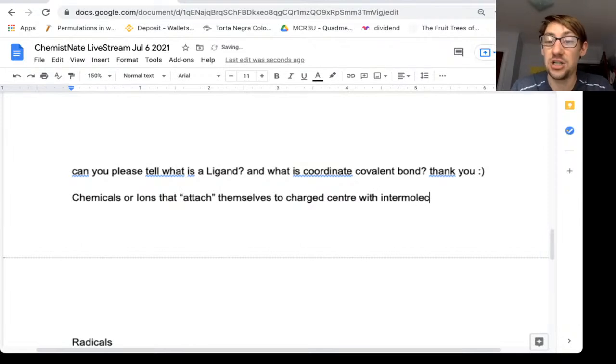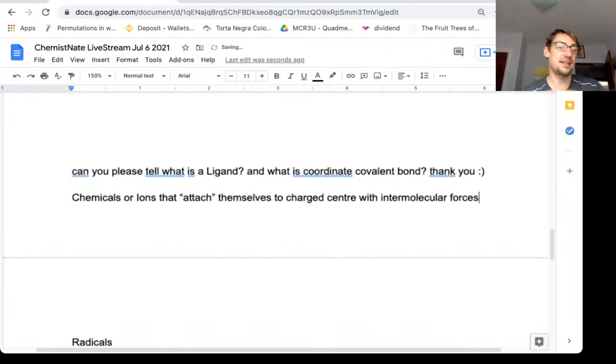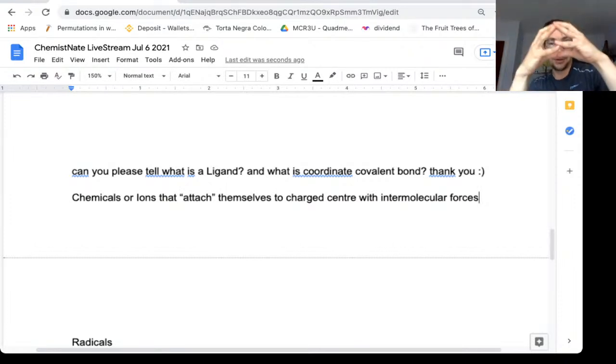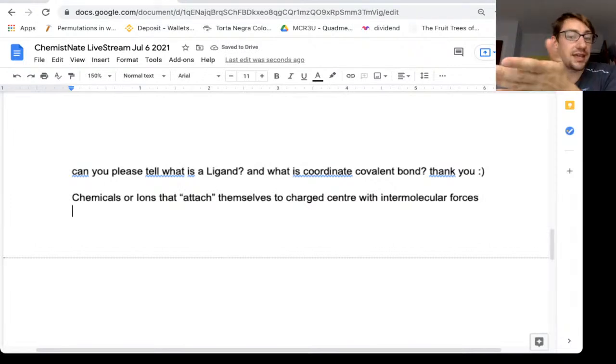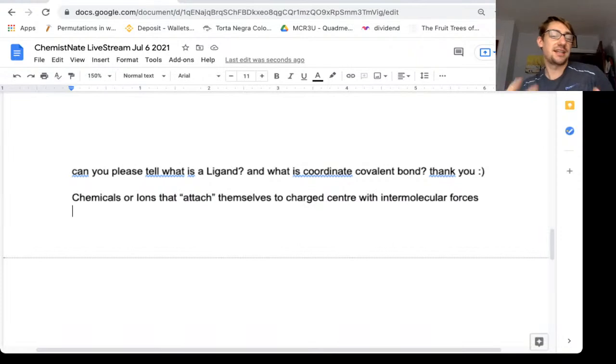I say intermolecular because it's not a permanent bond. Sure, they can move around the water or whatever they're in as a unit, but they're pretty easy to pluck off generally. It's not a full covalent bond. You can call it a coordinate covalent bond, but it's really just like an ion dipole attraction.